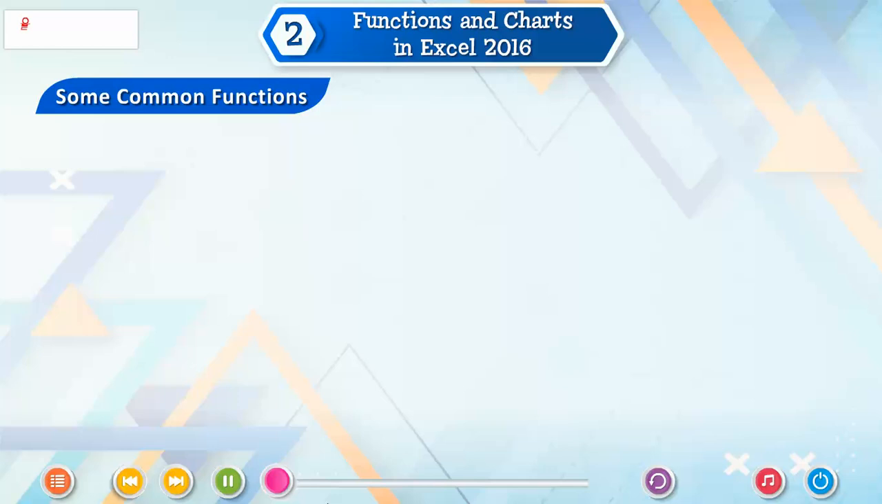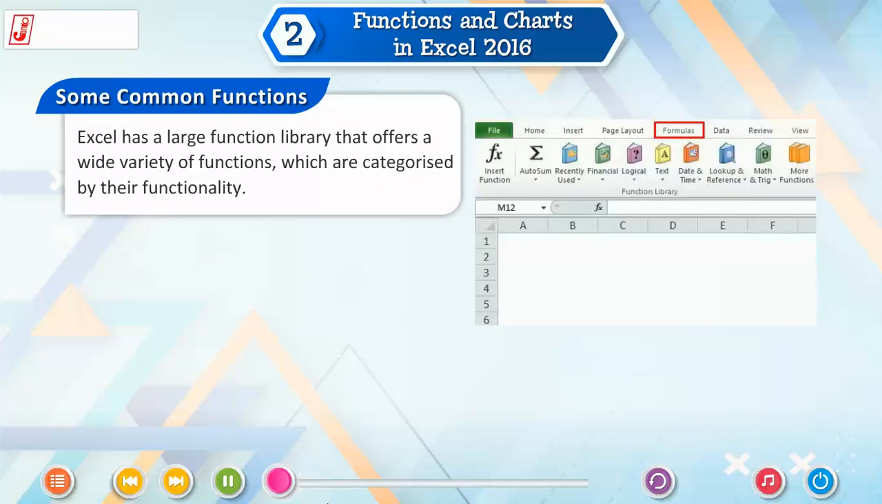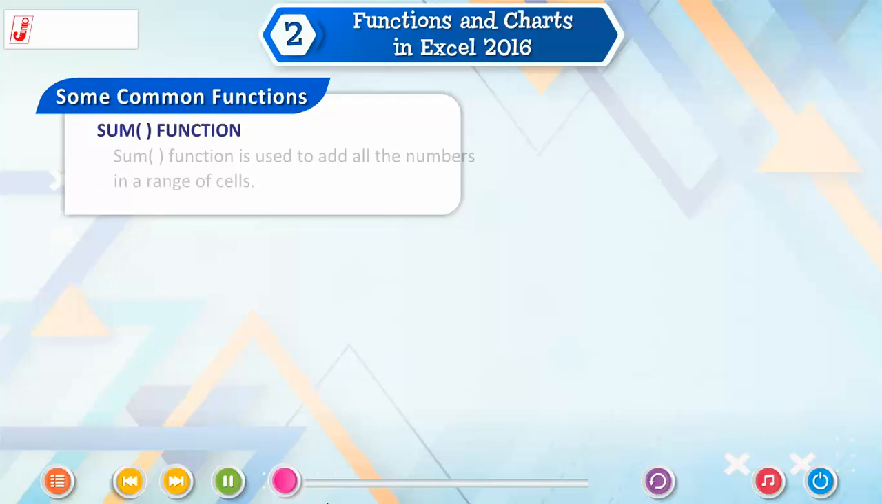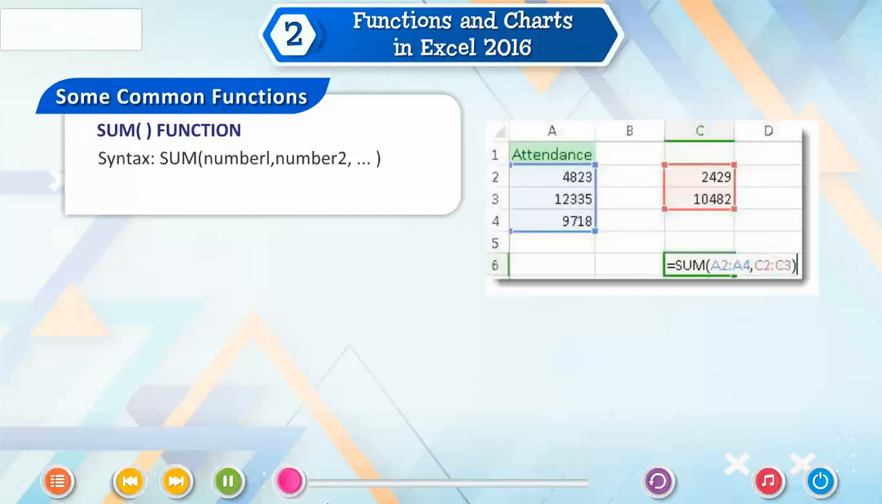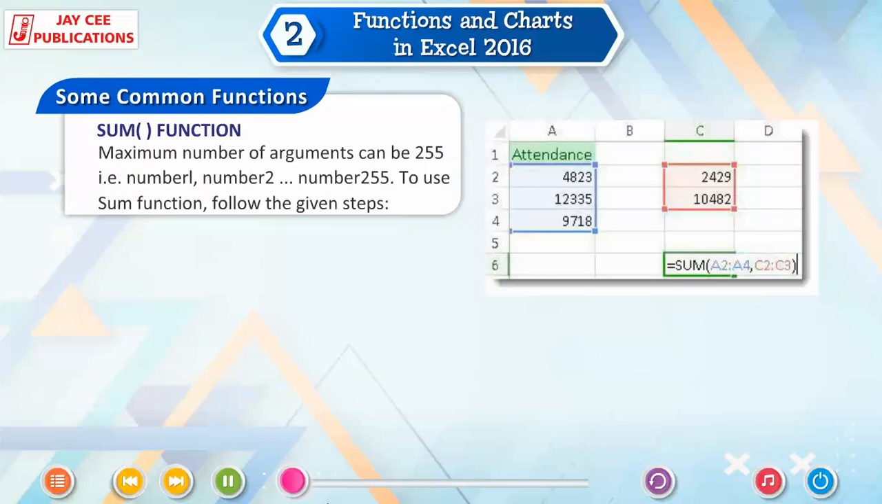Some common functions. Excel has a large function library that offers a wide variety of functions, which are categorized by their functionality. Sum function. The SUM function is used to add all the numbers in a range of cells. Syntax: =SUM(number1, number2, and so on). The maximum number of arguments can be 255, that is, number1, number2, till number255.